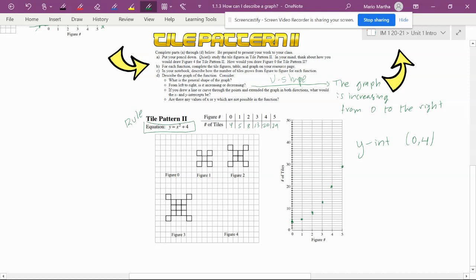So again, if you notice, it follows the same path. It increases starting from 0, going on to the right. So again, the y-intercept is 0, 4. Are there any x values which are not possible for the function? I don't see any. So in this case, there are none.